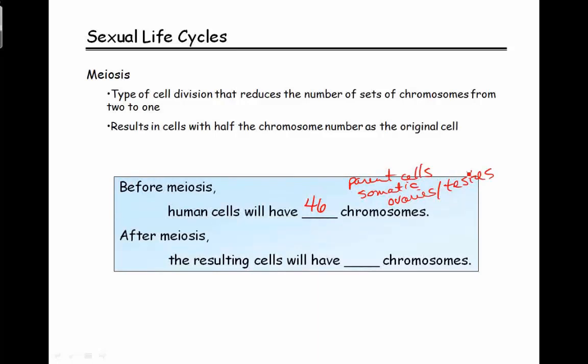If we're talking about after meiosis, the resulting daughter cells are going to have 23 chromosomes each. These will be the egg and the sperm cells. We want to make sure that we understand that the egg and the sperm cells are the resulting cells of this process. They're most definitely not the cells that are undergoing the cell division.